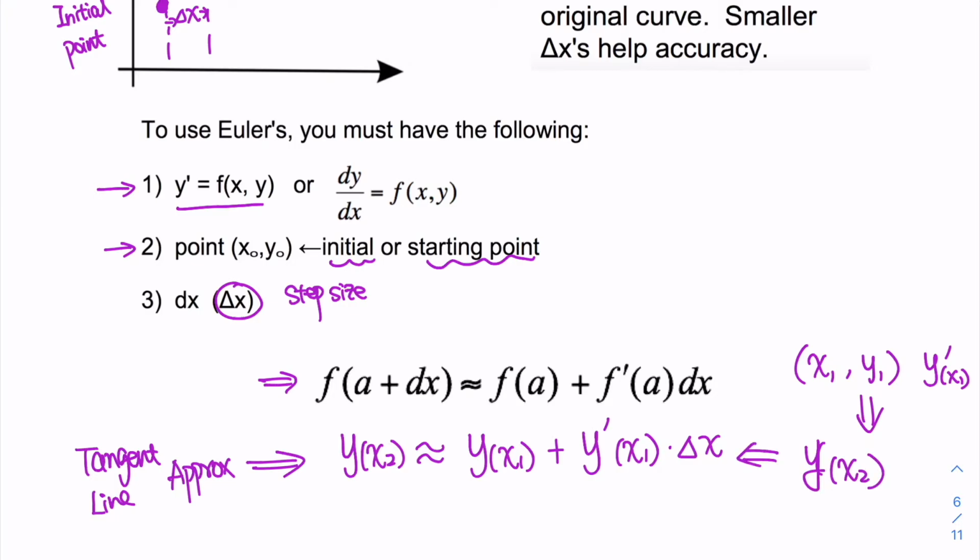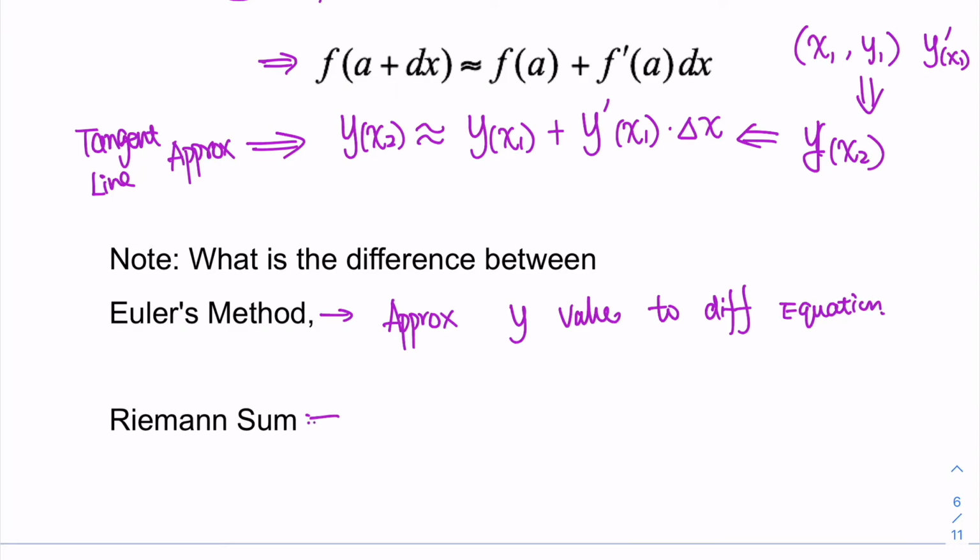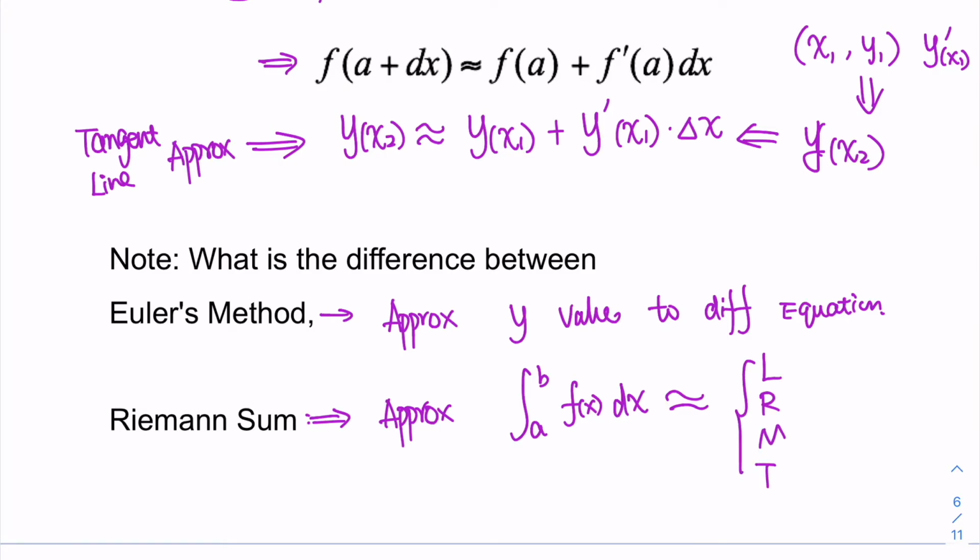to approximate the y value at x equals x2. The difference between Euler's method and the Riemann sum is that Euler's method, as we just went over, is trying to approximate the y value given a differential equation. However, the Riemann sum is trying to approximate an integral from a to b of f(x) dx. We use left, right, midpoint, and trapezoid Riemann sums to approximate the area or the integral under the curve.